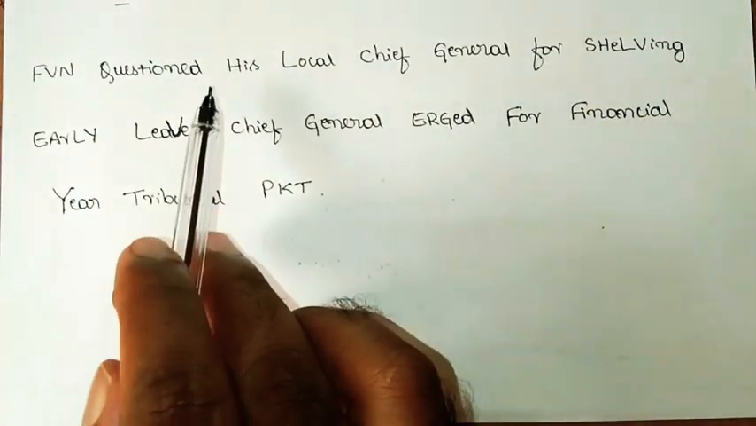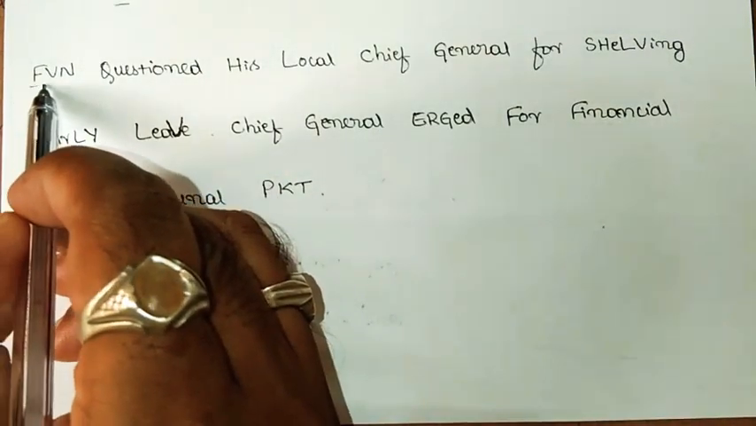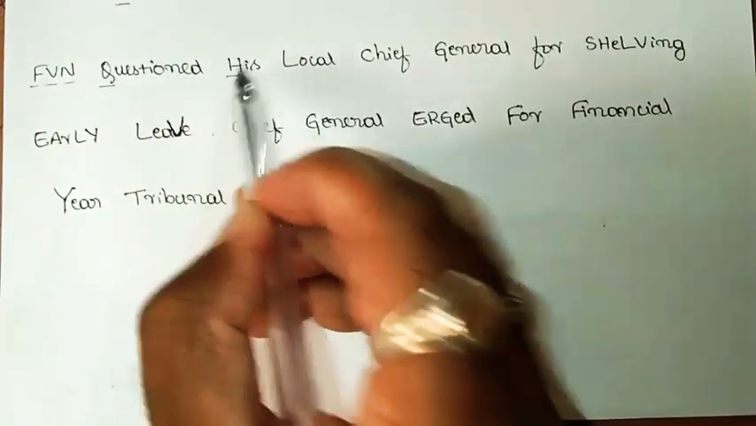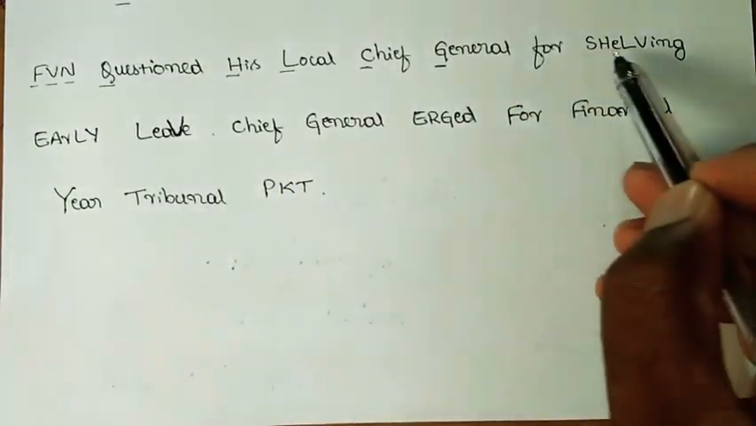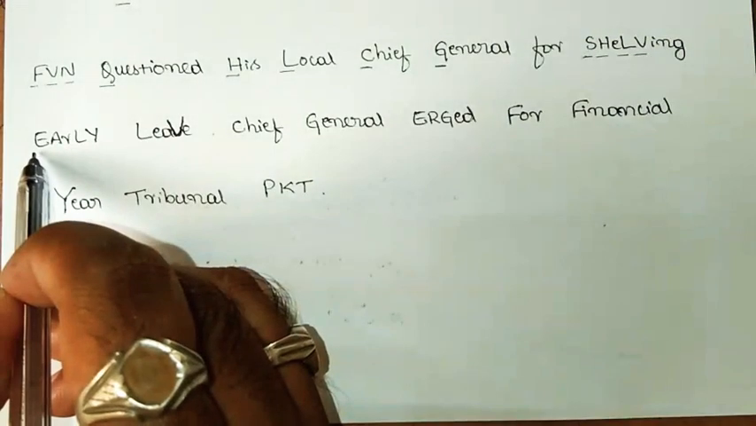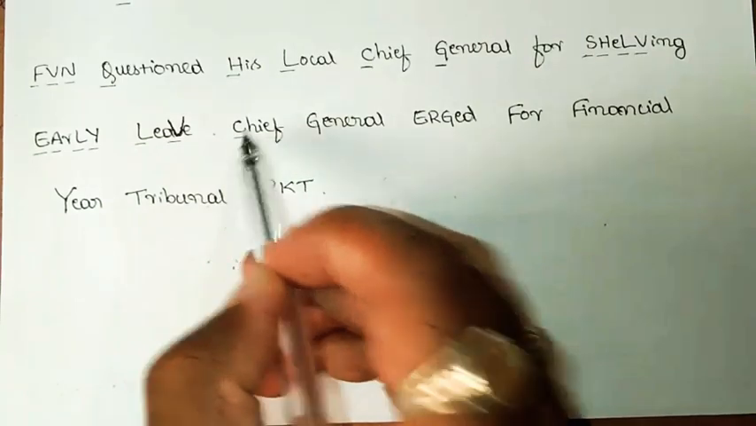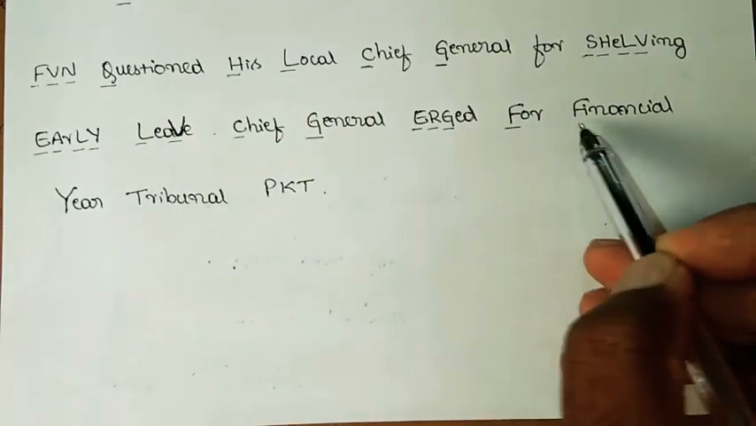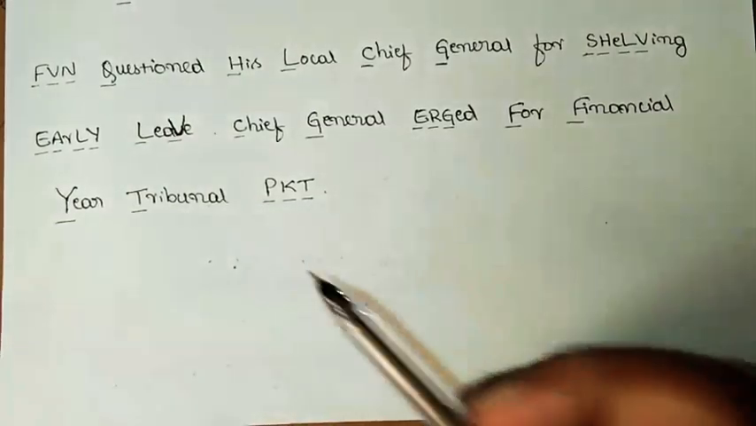So like how we did in case of A chain, here also we shall focus only on the capital letters. So FVN, favin, quiescent Q, his H, local L, chief C, general G, for shelving S, H, L, V, early E, A, L, Y, leave L, V, chief C, general G, urged E, R, G, for F, financial F, year Y, tribunal PKT, or you can remember it as packet.